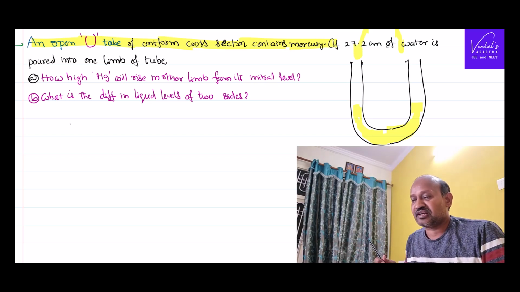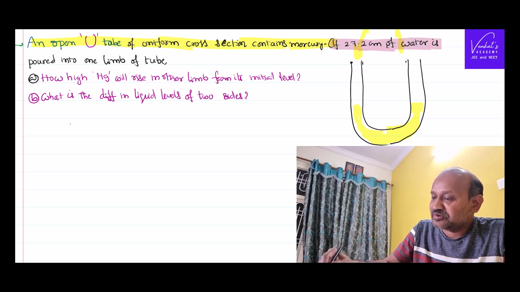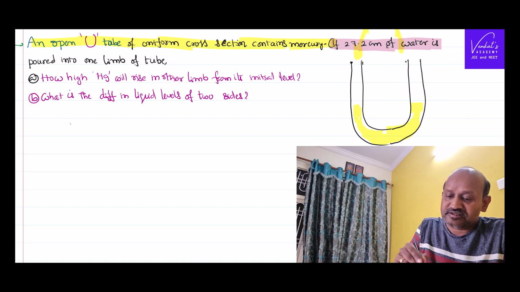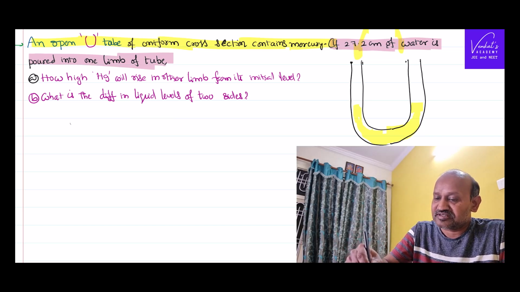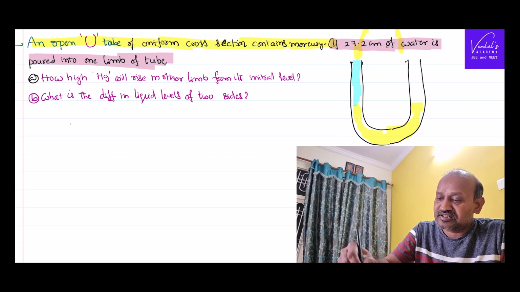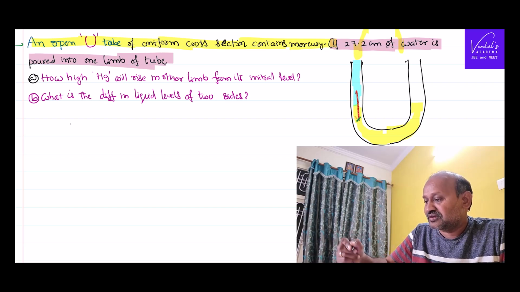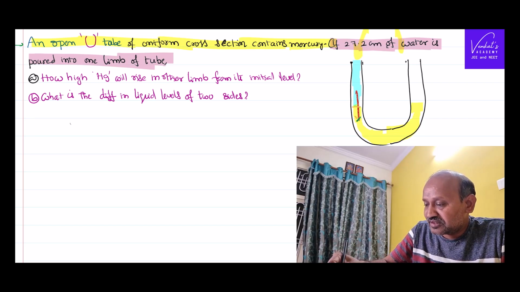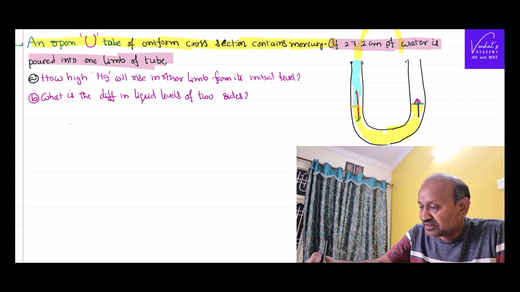Let's go to the other part of the problem. What does the other part of the problem say? If 27.2 centimeter of water is poured into one limb of the tube. So what you have done now is from one side here you have poured water. So what will this water do? It obviously pushes this mercury down by a certain amount. These are the mercury levels initially. As the mercury level goes down on the first limb, it obviously goes up on the other limb.